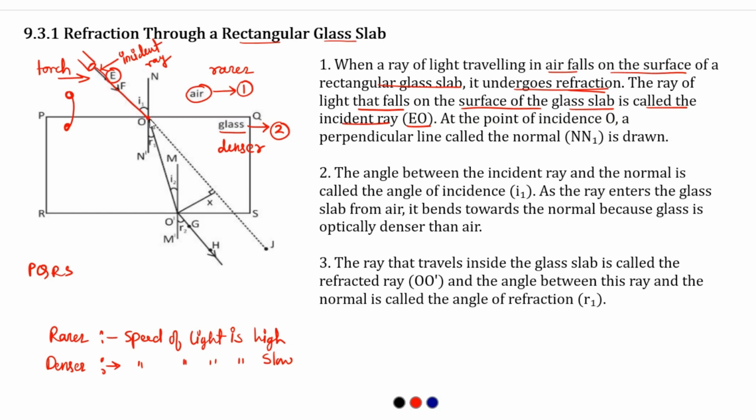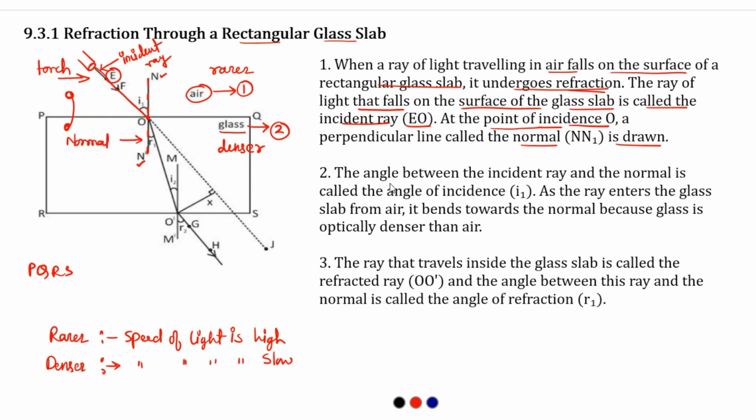Once it falls on this interface or the boundary between the air and glass slab, now what happens? At point O, that is the point of incidence O, a perpendicular line called normal, that is N dash, is drawn. So at this point, we have to draw one perpendicular line. What is this point called? O is called the point of incidence. It is the point where the incident light will fall. So at this point, we take a scale and draw this perpendicular line. Can you see this perpendicular line? This perpendicular line we have named N dash. This is called the normal. So I'll write here normal. We have to draw this line.